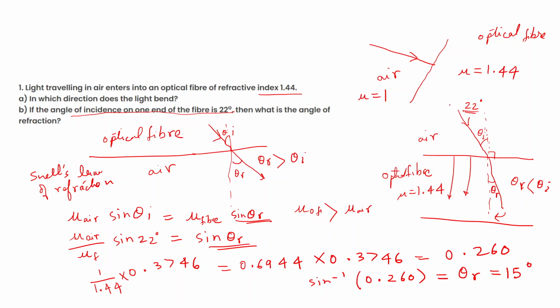So if the angle of incidence for this optical fiber system is 22 degree, then angle of refraction will be 15 degree, right, which is less than the angle of incidence because the optical fiber medium is denser. So what we had discussed, we are seeing that the law is giving us the result which supports our discussion. Okay, this was the first part, first question based on the law of refraction.